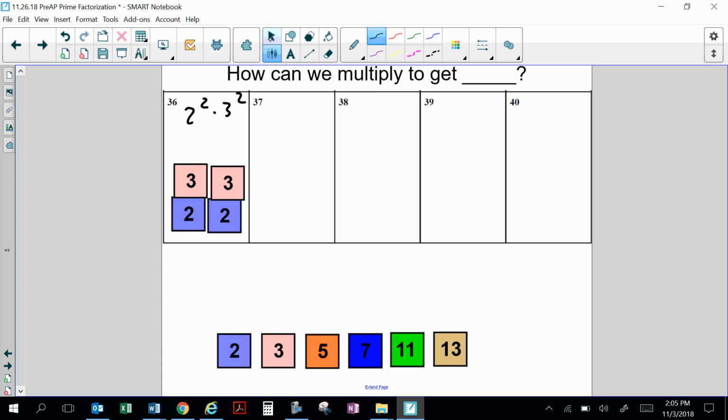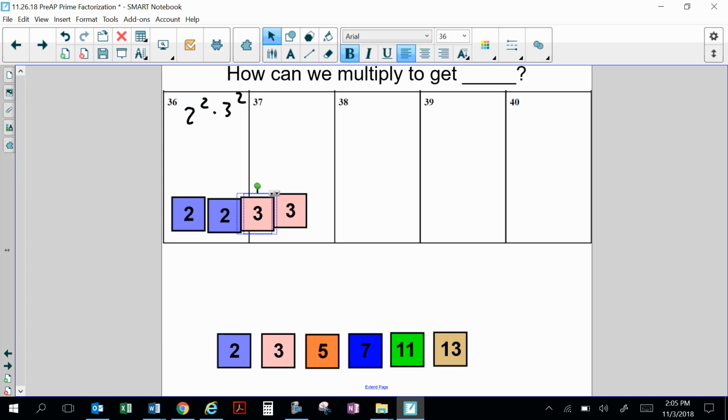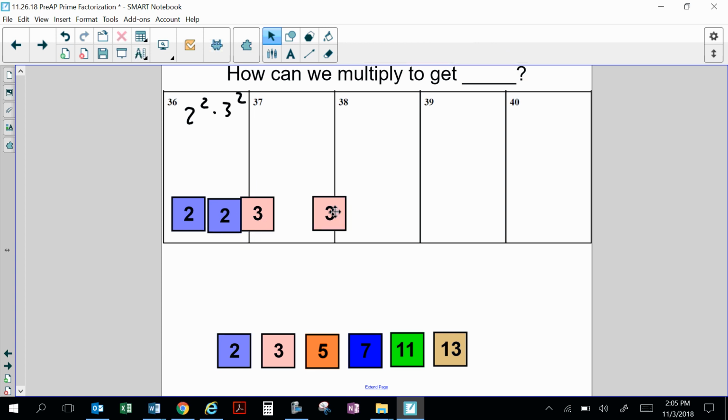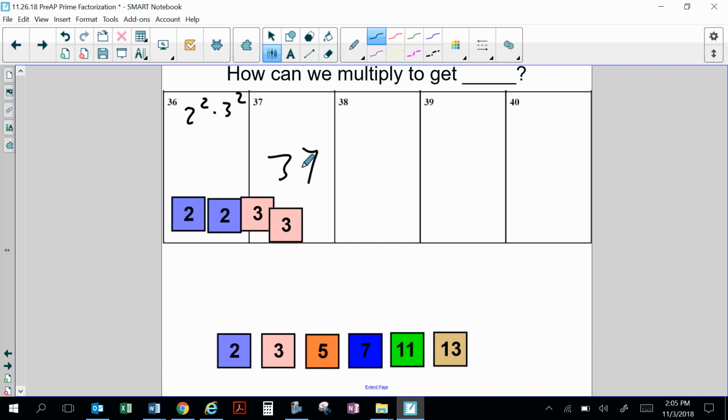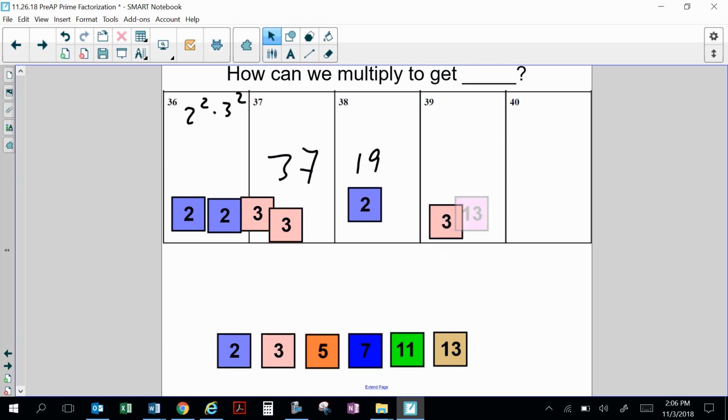So I said 6 times 6. But could I say it as 2 times 2 is 4 times 9? Could I say it as this? 2 times 2 is 4 times 3, 12 times 3. So there are multiple ways to say each number. 37, all right, except for prime numbers, 37 is just 37. 38 is 2 times 19. 39 is actually 3 times 13.